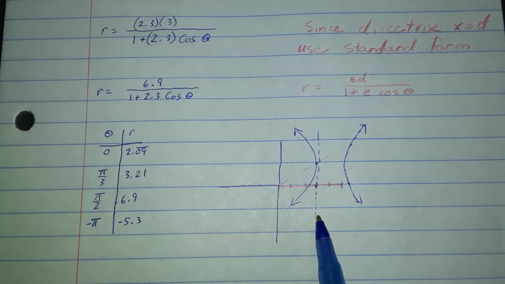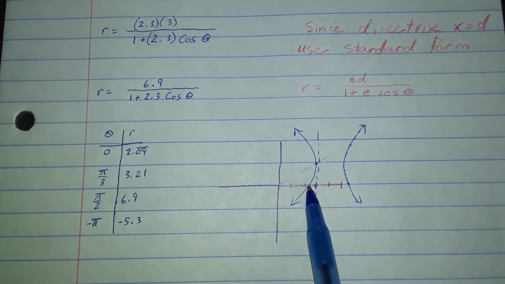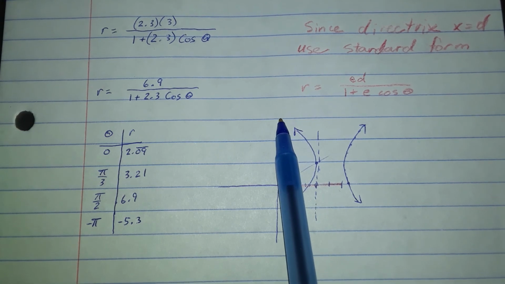Being this is a hyperbola, it's sometimes kind of difficult to see where this extra curve comes from. The dotted line here is my directrix. This first curve is the first 3 points here. I have a point here, I have a point here, and then I have a point way up here.